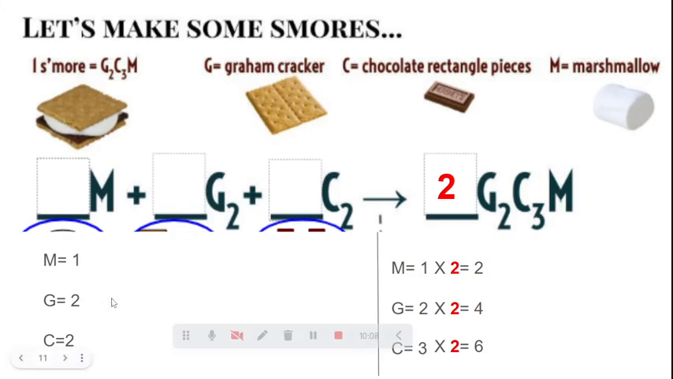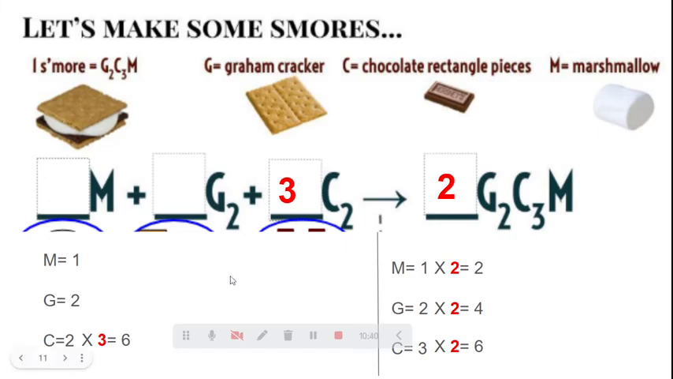1, 2, 2, 4, 2, 6. They are not balanced. So I need to come to this side and change these coefficients here to match what it equals. Okay. So let's start with my chocolate. So I had 2. I'm going to times it by 3 because I want them to equal. This number and this number must equal. So I'm going to put a 3 right in front of my C because 3 times 2 is going to be 6.